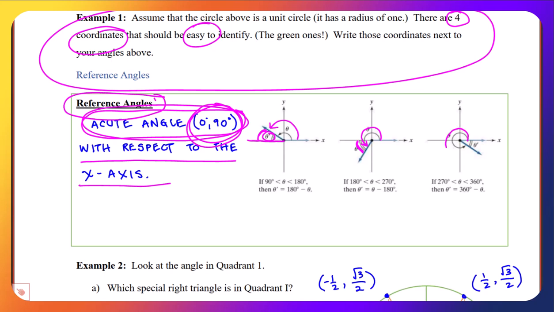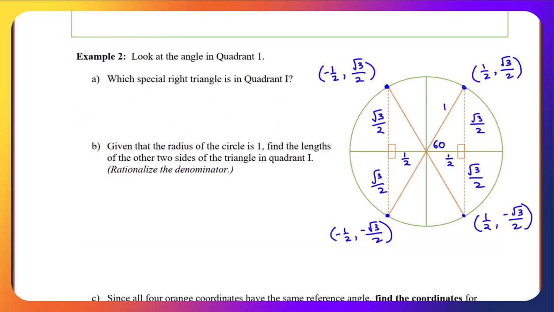Here is the rotation angle. It's between 300 and 360, or 270 and 360. But here again is the reference angle with respect to the x-axis. We do not talk about with respect to the y-axis. Since they want us to talk about a special right triangle in quadrant 1, we can see that the angle is not 45, it's bigger than 45, so the special one must be 60.